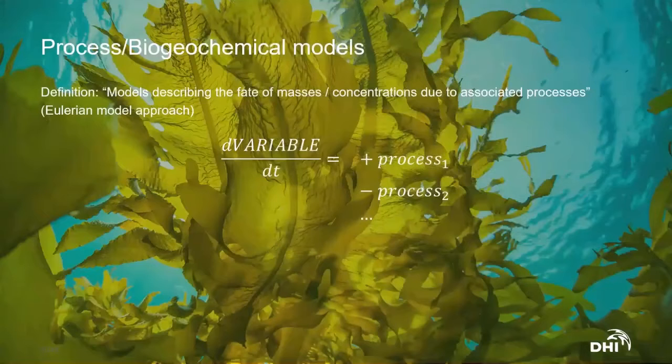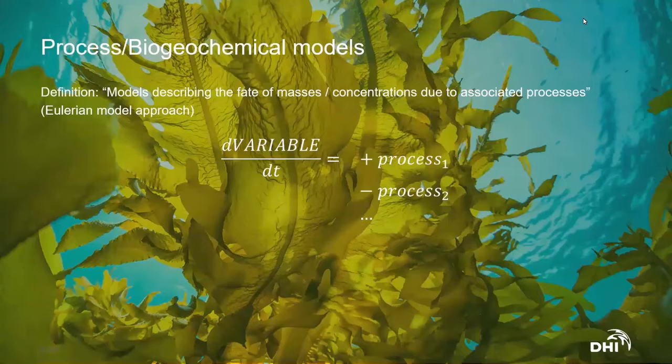So if we look at the process or biogeochemical models, and these are the ones that I will spend the time on today, they are defined as models describing the fate of mass or concentrations due to associated processes. And it's basically what we refer to as an Eulerian model approach. So for instance, you have here a variable, and the change in the variable over time is a process adding or a process removing, and so on. So there can be a number of different processes.